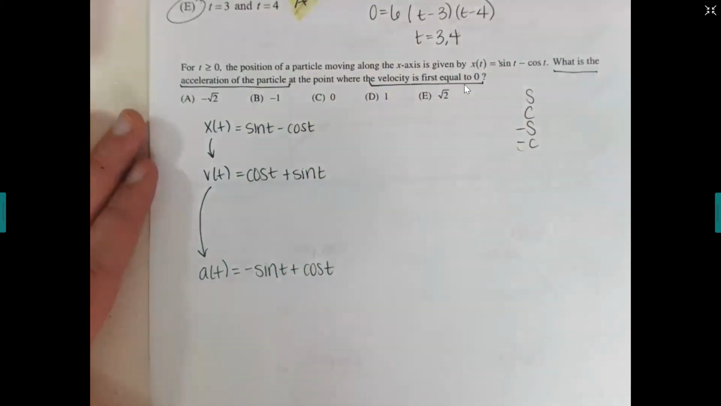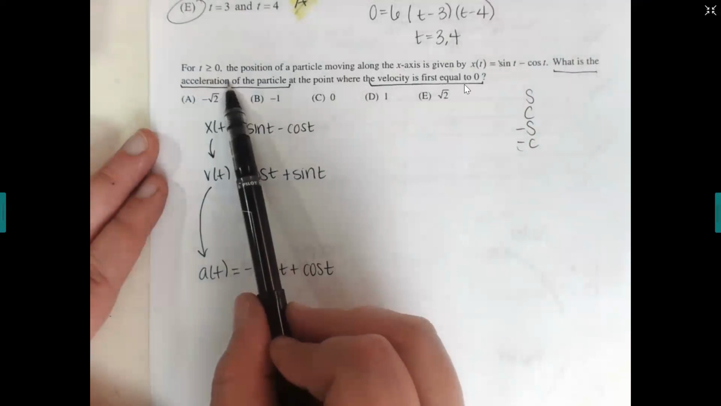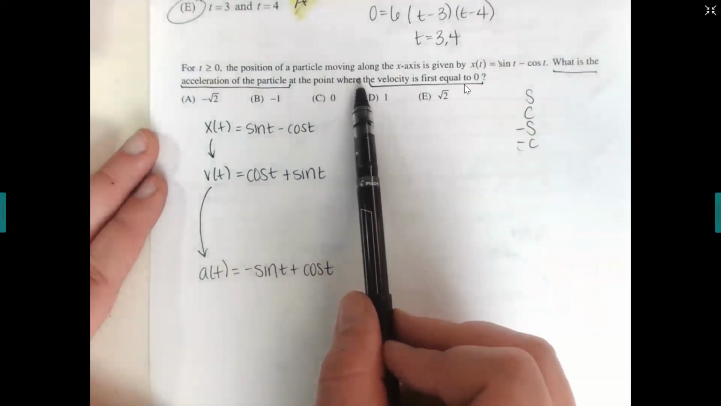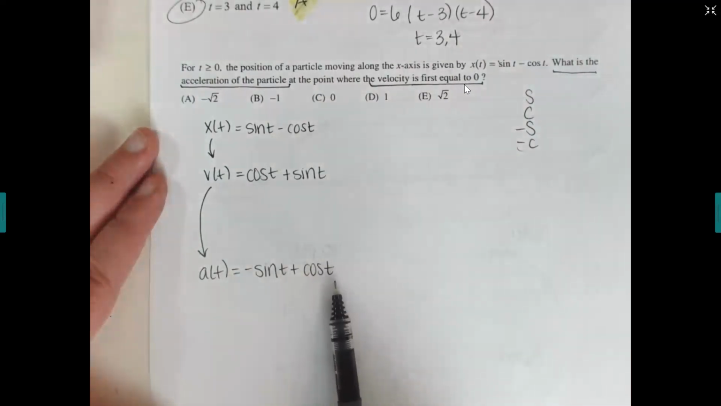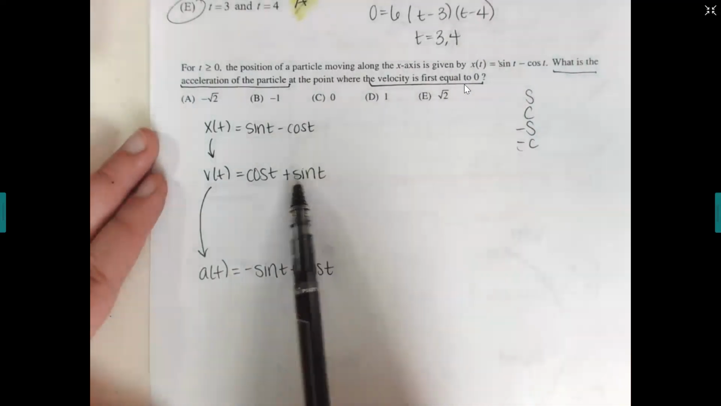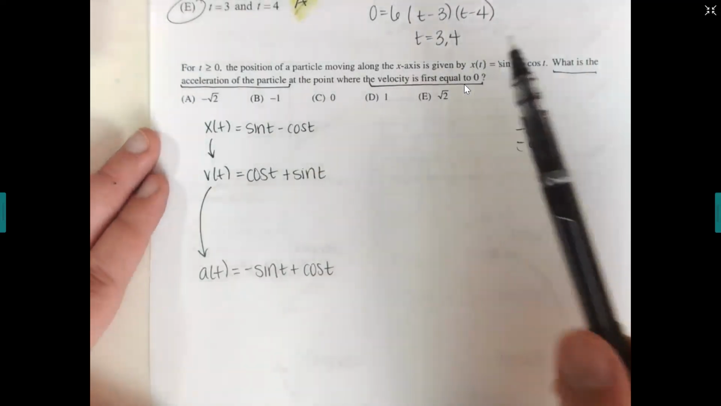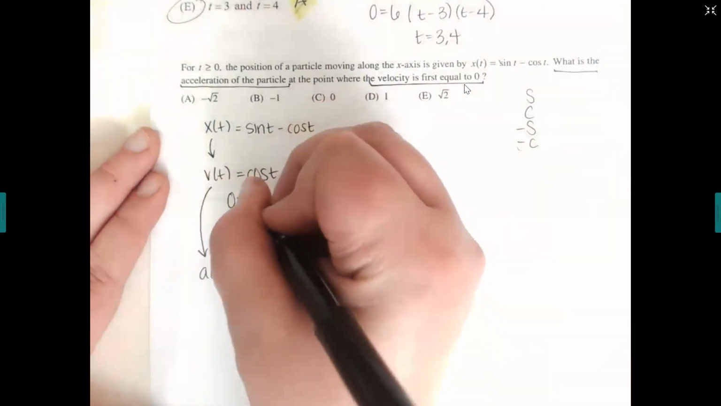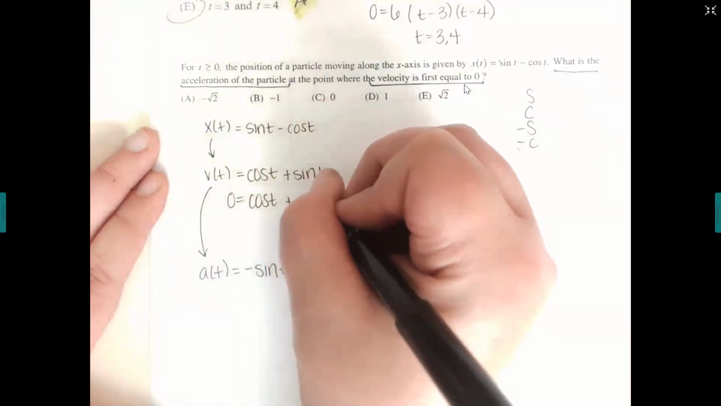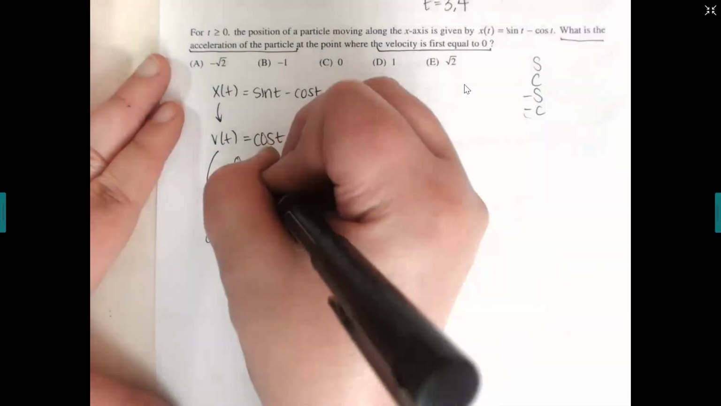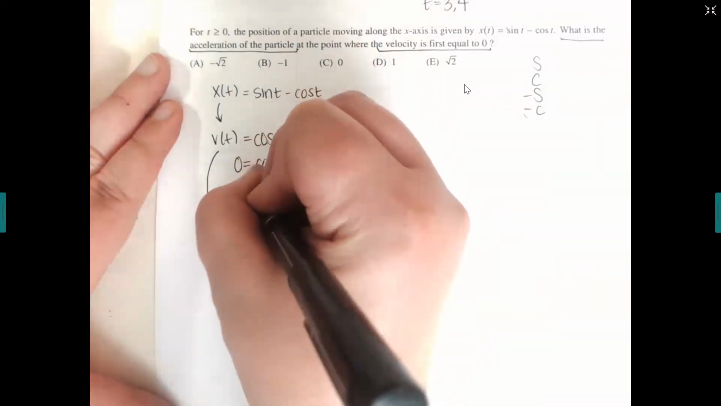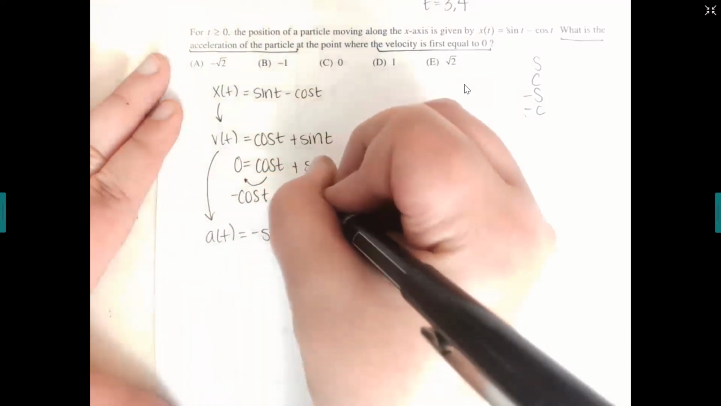Good so far? Okay, then it says, what is the acceleration of the particle at the point when the velocity is first 0? So we need to find when the velocity is 0 to know what to plug in for acceleration. Does that make sense? So I'm going to take this velocity and set it equal to 0. Let's bring one of the terms across to the other side. So I'll just do cosine. If my cosine crosses over, now it's negative cosine t equals sine t.